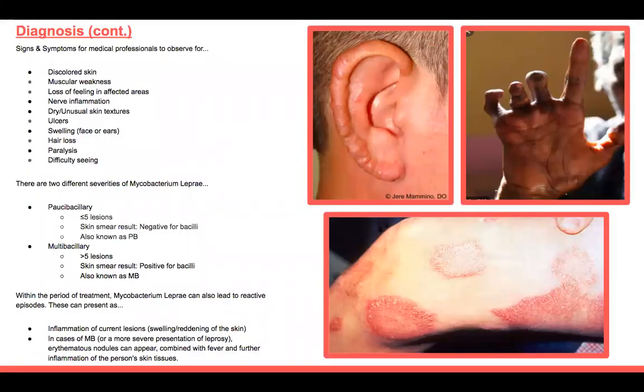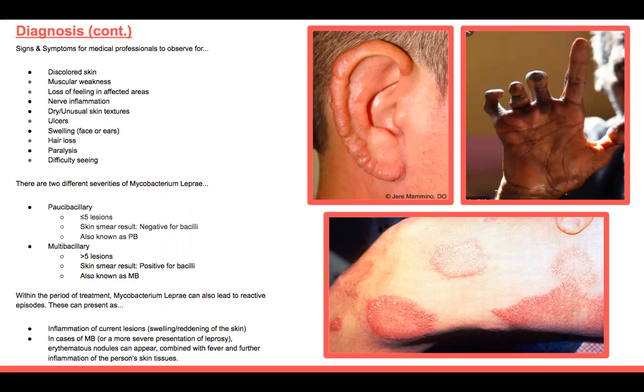Furthermore, signs and symptoms that medical professionals can observe to diagnose Mycobacterium leprae can include discolored skin, muscular weakness, loss of feeling in affected areas, nerve inflammation, dry or unusual skin textures like a hardening of the skin, ulcers which can appear on the bottom of the feet, swelling in the face or ears as seen in this picture, hair loss, paralysis, and difficulty seeing.